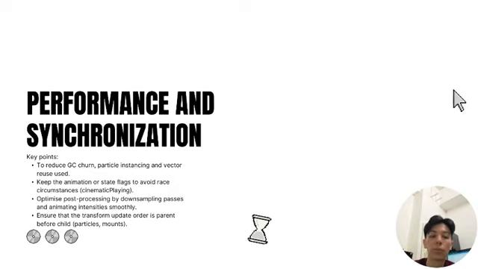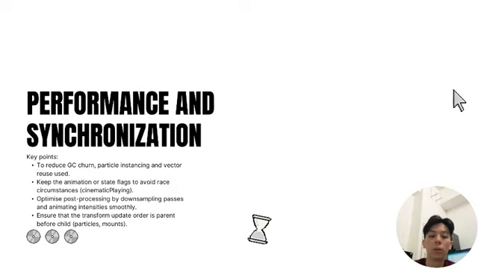Next, we optimize the post process by downsampling and animation instance smoothly. For example, for the shadow we need to sample the map size. We adjust the map size to reduce the computational requirement.